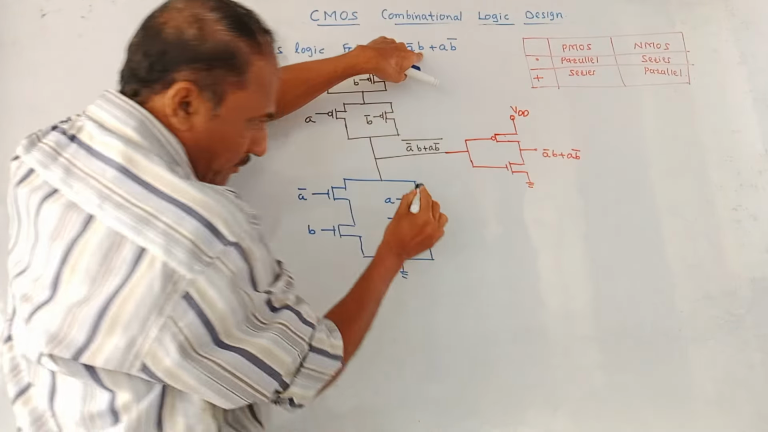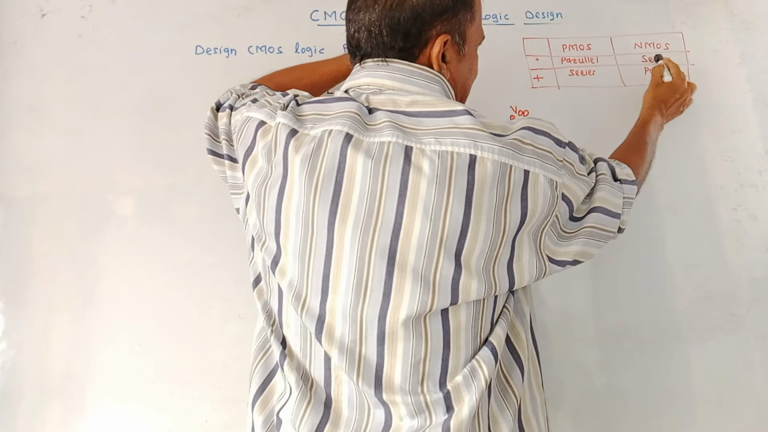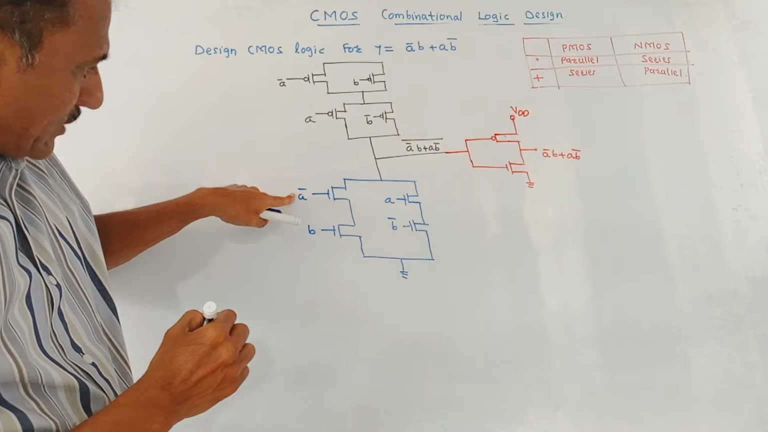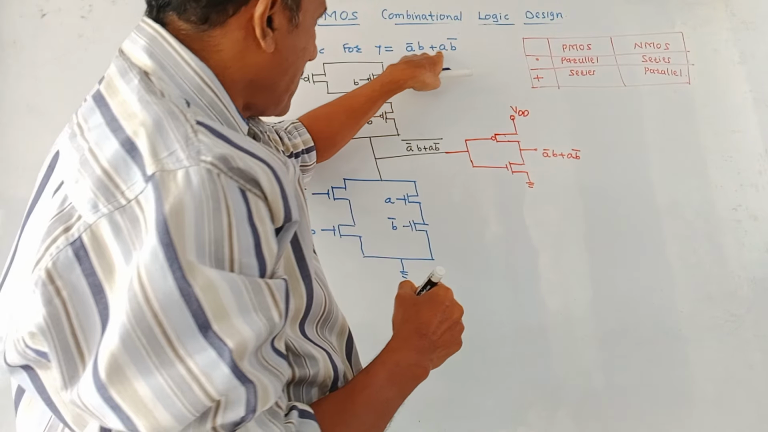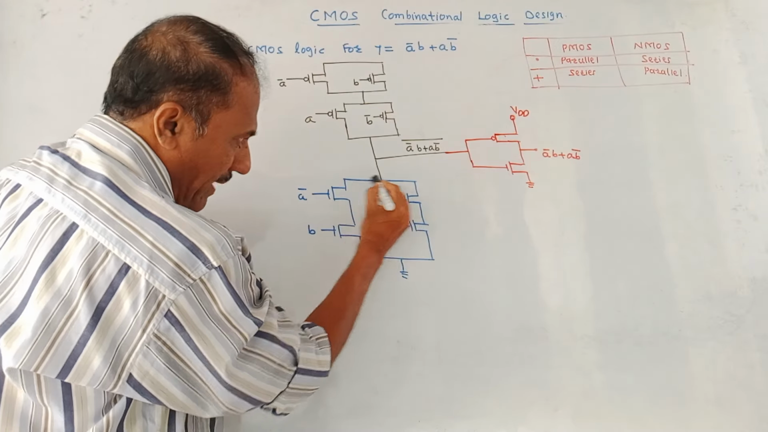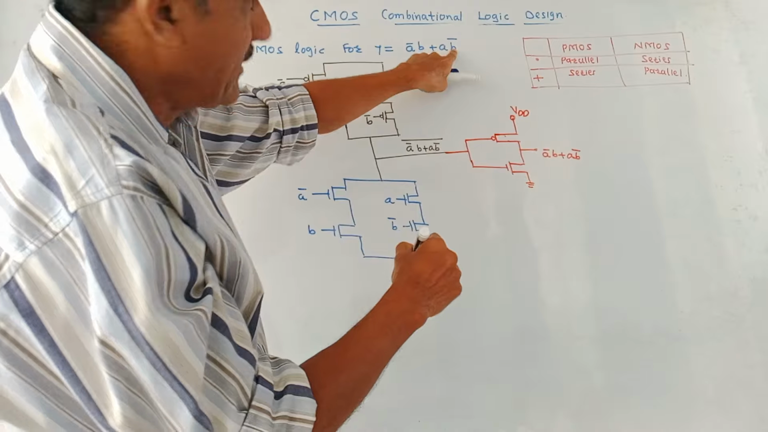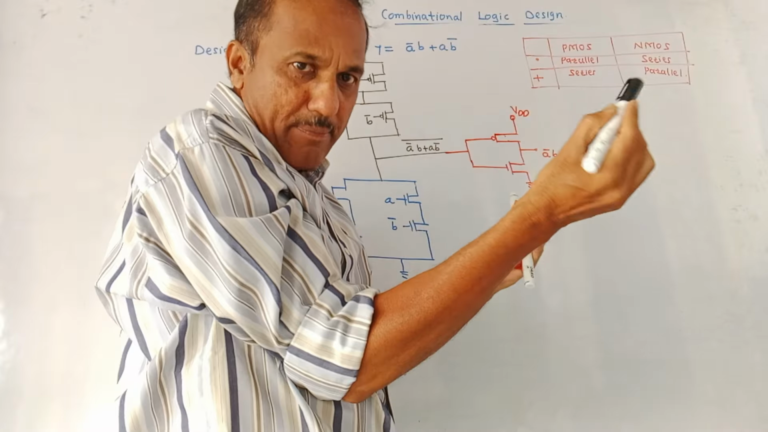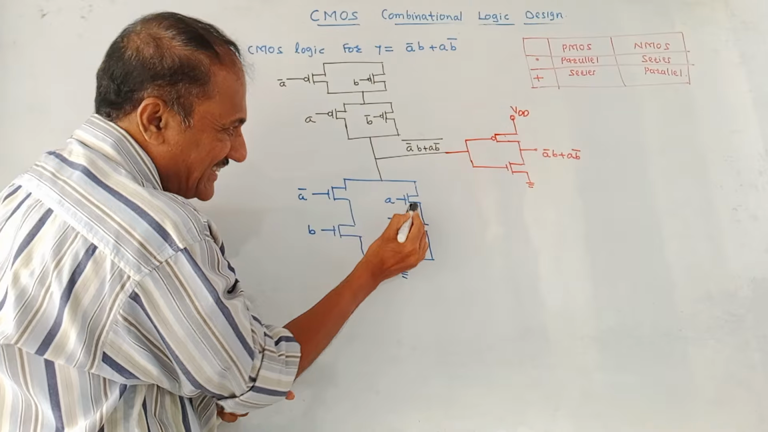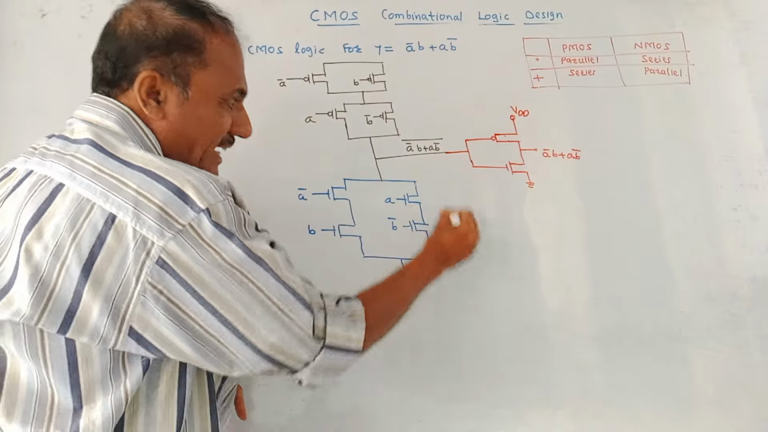For the lower part, the PDN, we have to make use of NMOS. For NMOS, dot indicates series connection, so I have drawn two NMOS in series. Inputs are A bar and B. The plus sign for NMOS indicates parallel connection, so in parallel with this I have drawn one more branch. Again two terms are there, A and B bar, actually A into B bar, A dot B bar. Again the dot sign indicates series connection, so I have drawn two NMOS in series. The inputs are A and B bar. This is the PDN network.